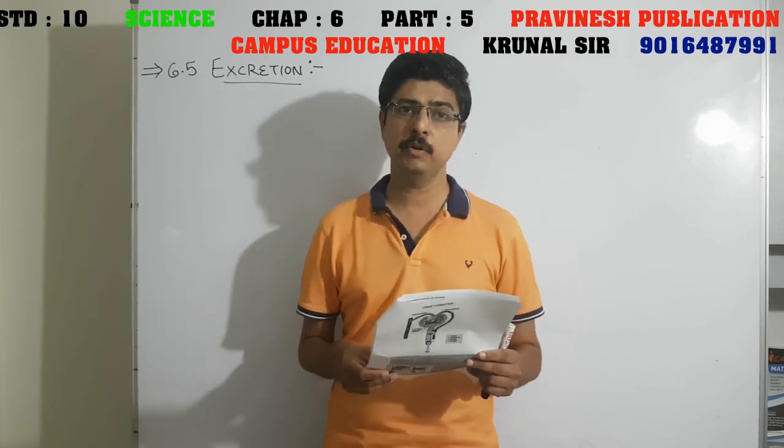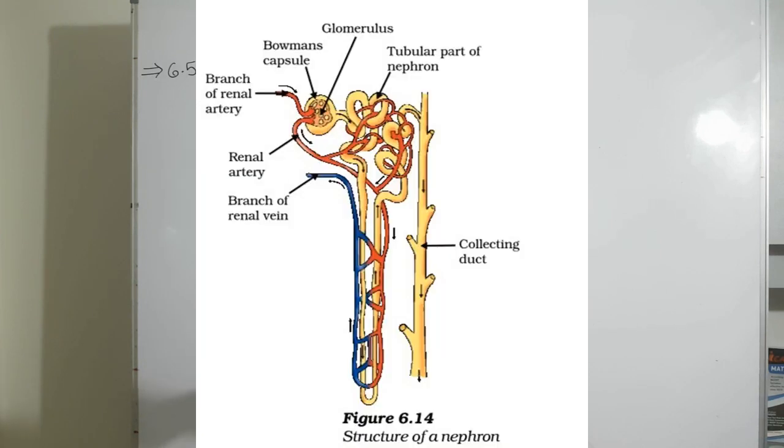So friends, this is urine formation from the textbook. Now on your screen, figure 6.14, the structure of a nephron. Friends, millions of nephrons are present in the kidney. In this diagram, there are some labels. First is Bowman's capsule, a cup-shaped capsule containing the glomerulus, then the branch of renal artery, the branch of renal vein, the tubular part of the nephron, and then the collecting duct.